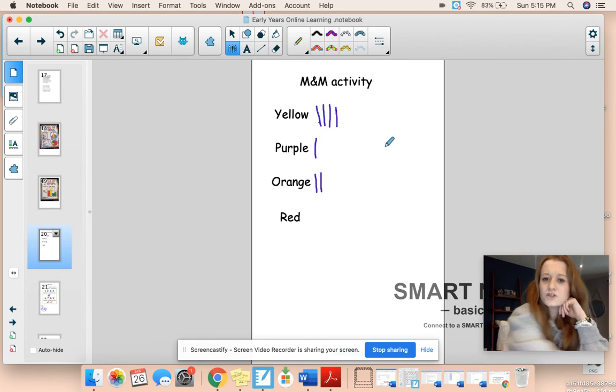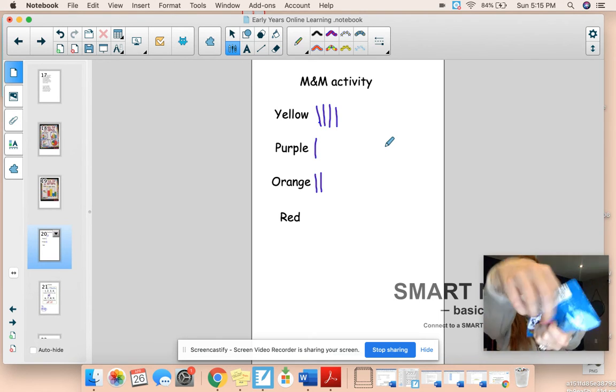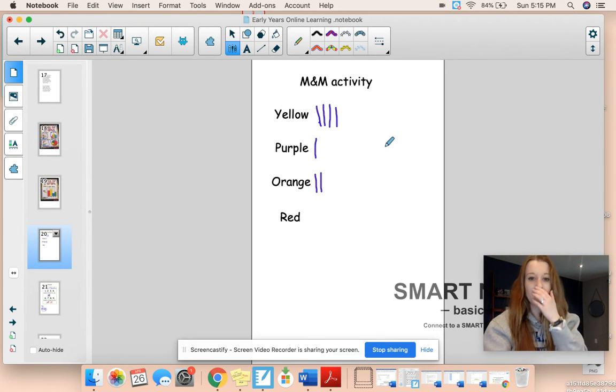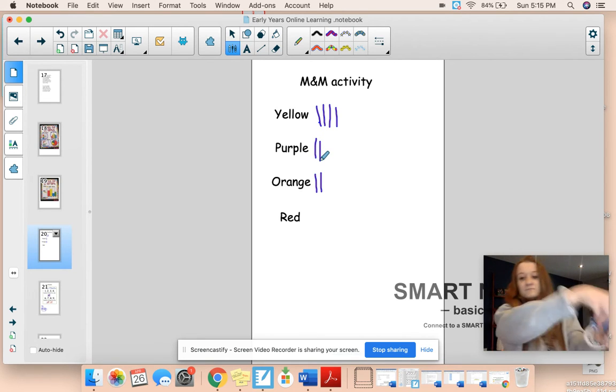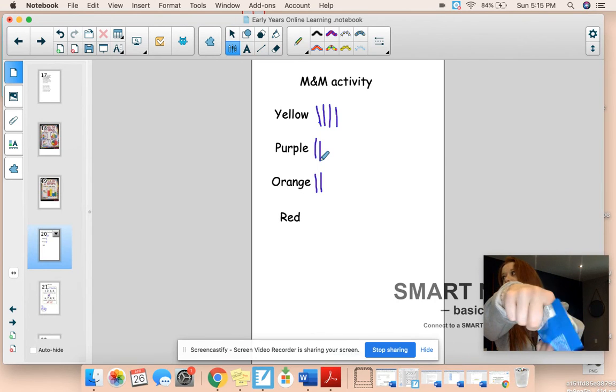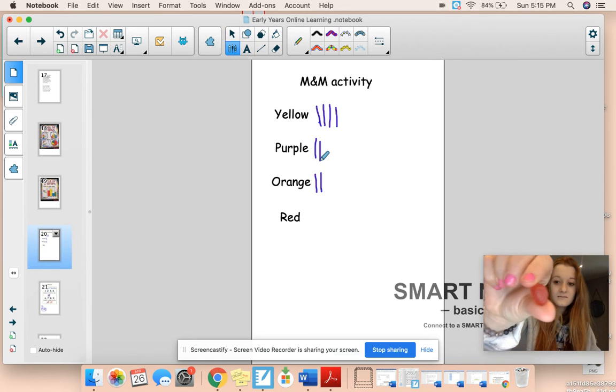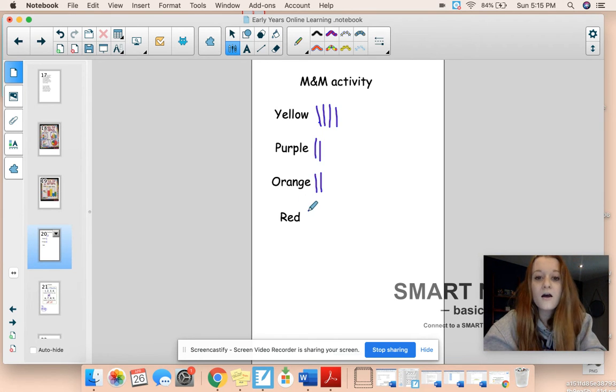Right now, take a look at this chart. What color has the most tallies? Yellow. Very good. Which color has the least? Purple. Very good. And you can do that by just counting your tallies. Okay, 2 more. Ooh, another purple. So put another tally there. Okay, last one. Oh, and that is a red. That is a red. Very good.